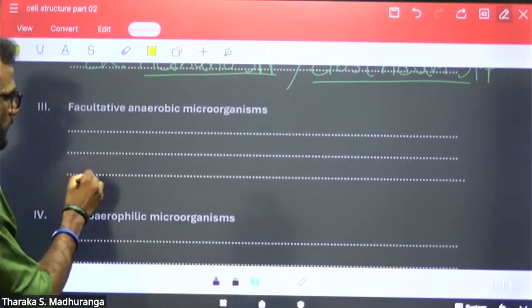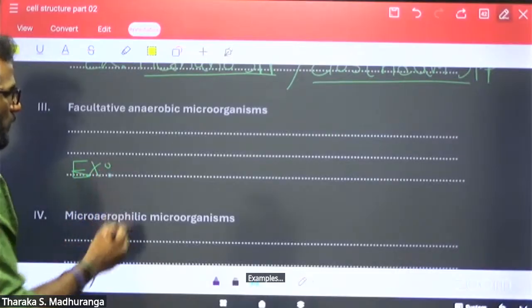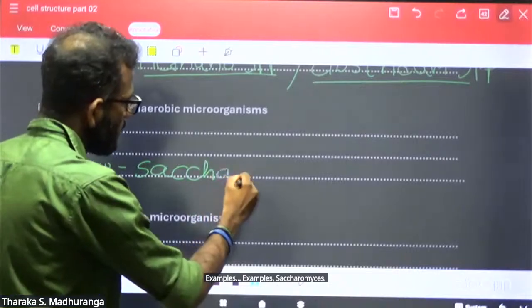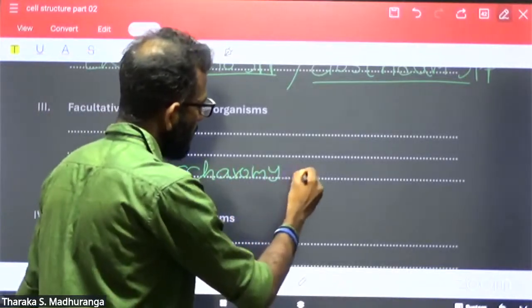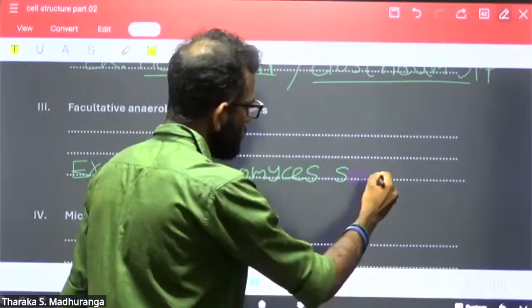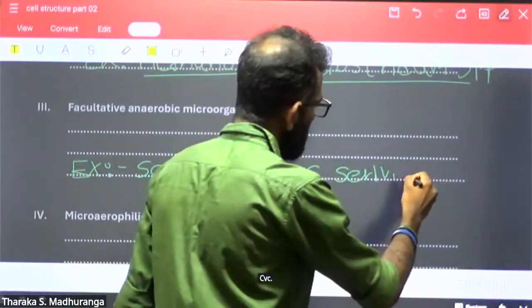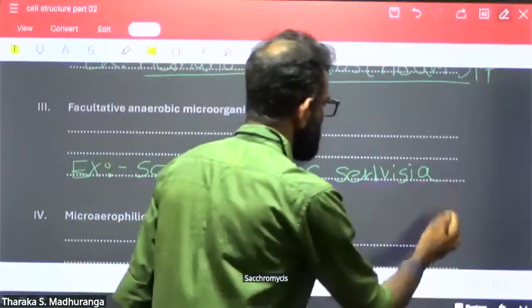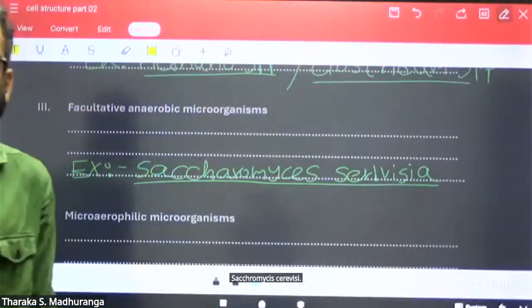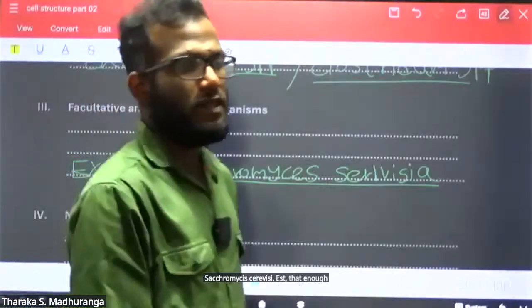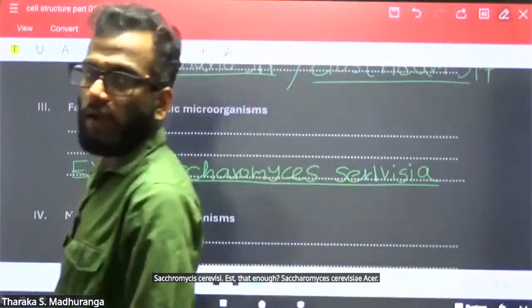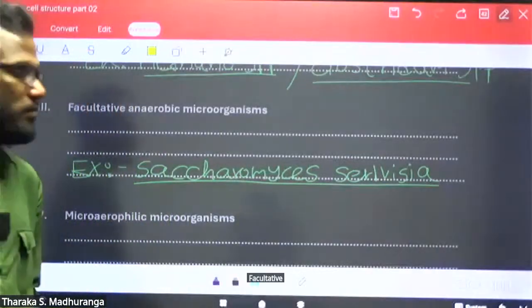Examples: Saccharomyces cerevisiae. Yeast, that's enough. Saccharomyces cerevisiae is a facultative anaerobic microorganism.